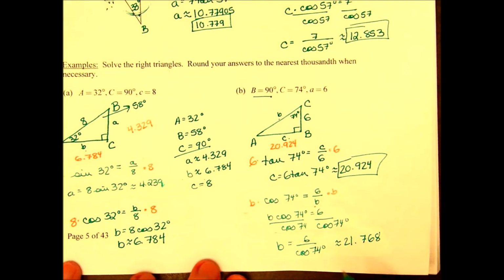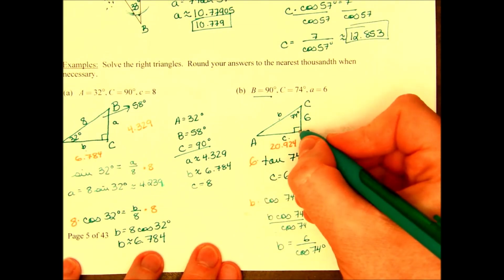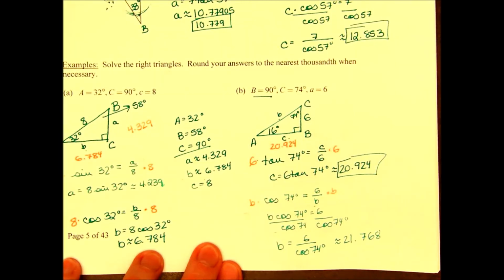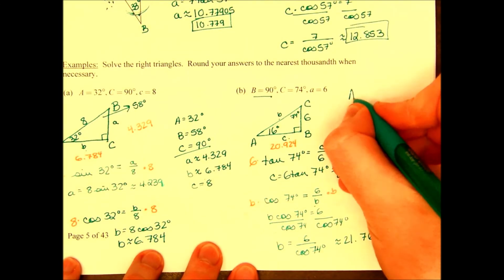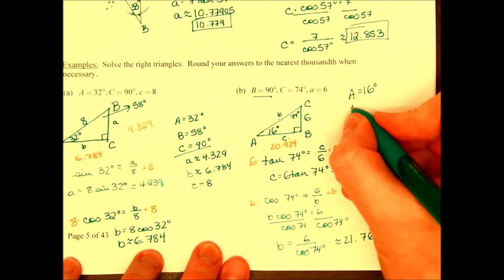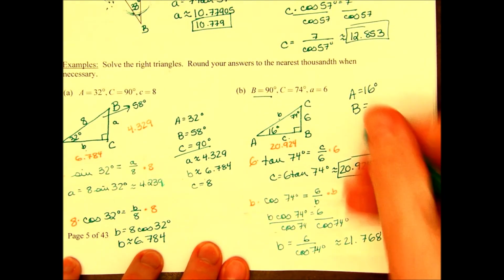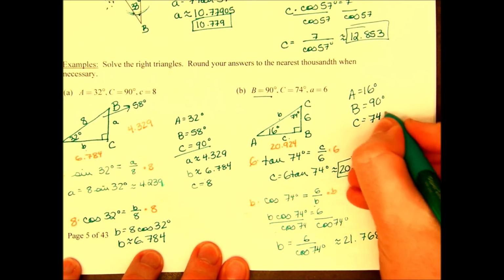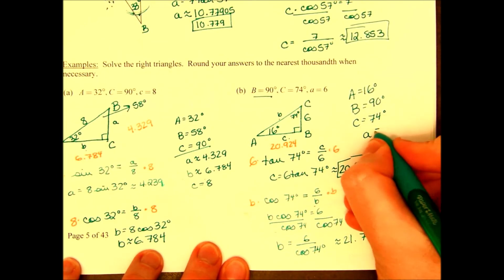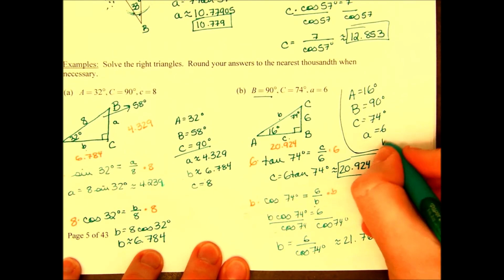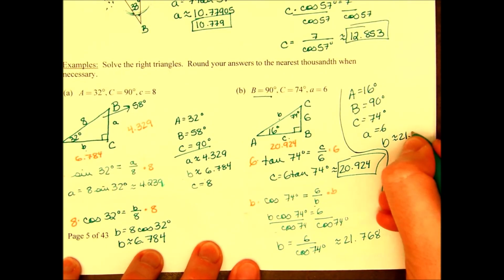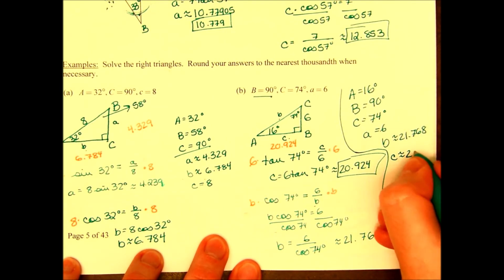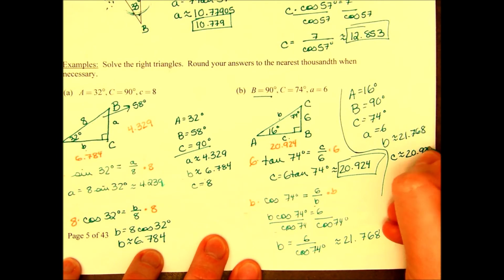Oh, then again, I still have to figure out the missing angle. Well, 180 minus 90 is 90, minus 74 should give you 16 degrees over there. So capital A is 16 degrees. Capital B is 90 degrees. Capital C is 74 degrees. Little a, I told you, was 6. Little b, we found to be 21.768. And little c is about 20.924.